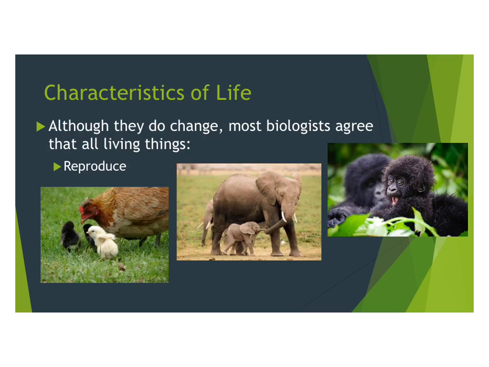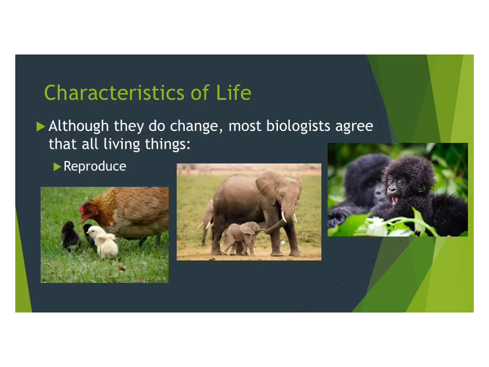So no matter what you're talking about, whether they're familiar animals or plants or even fungus or bacteria, they all have the ability to reproduce and make more of their same kind. That's the first characteristic of life.